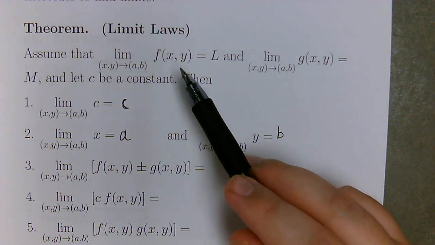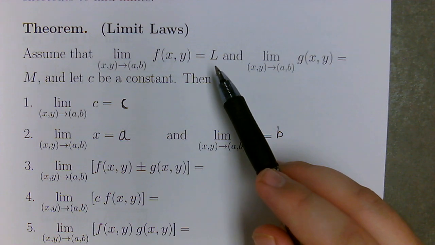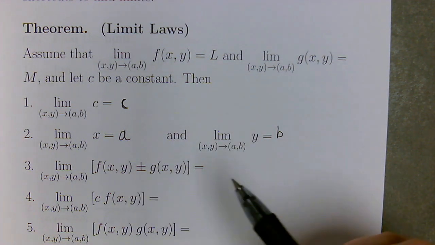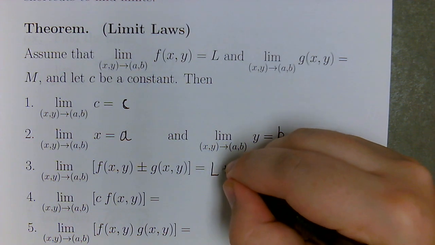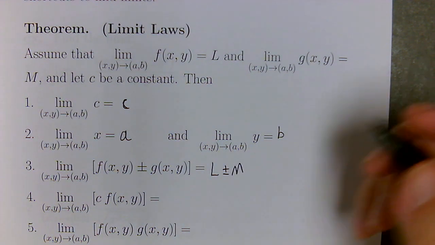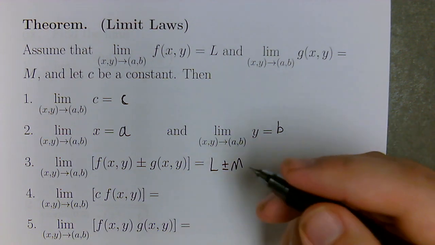All right, now we were supposing that the limit as x, y goes to a, b of f gives you L, and g is going to give you M. So if we have the sum of those two, well, then naturally the limit will be the sum or difference of the limits of the individual functions. And then a similar kind of thing goes here.